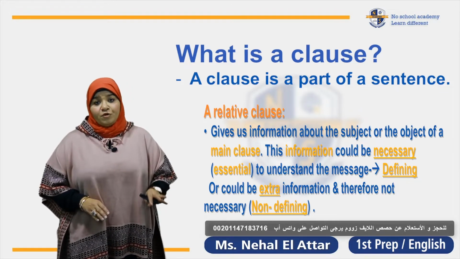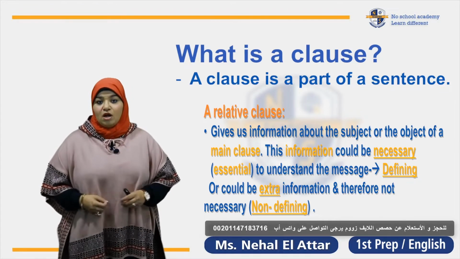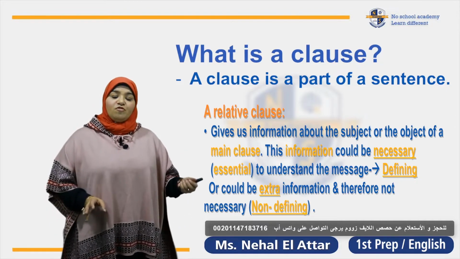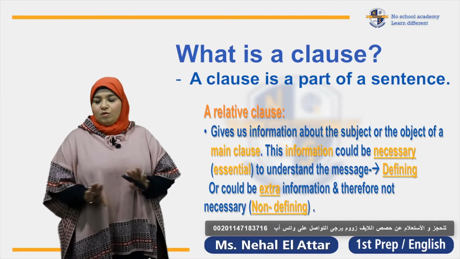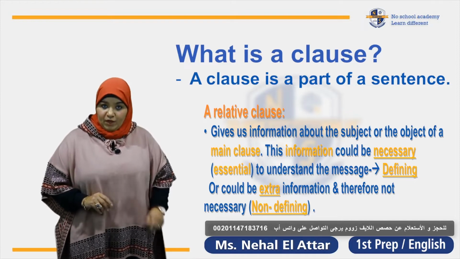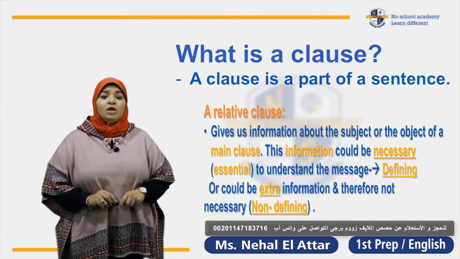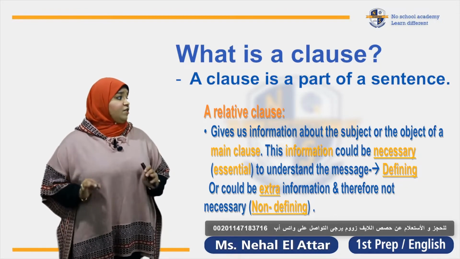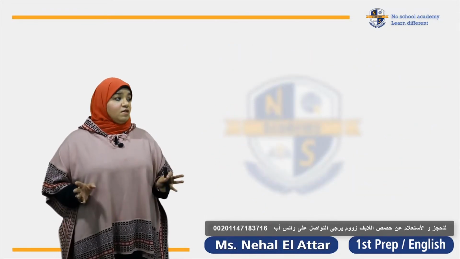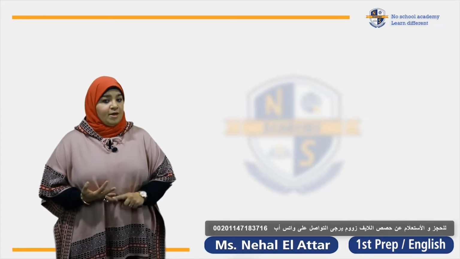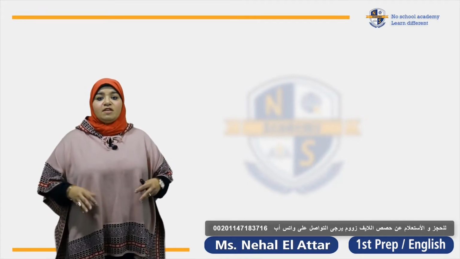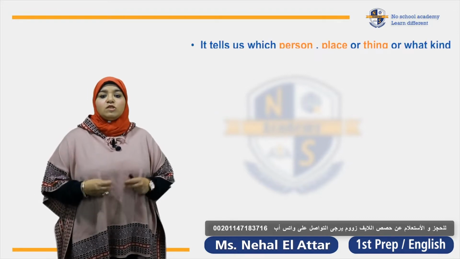But if the information is extra, unnecessary, not that important, this type of clause is called non-defining, and we will not talk about it today, okay? So again, the defining relative clause mainly tells us which person, thing, place, idea, or any object the sentence, the main clause, is talking about.